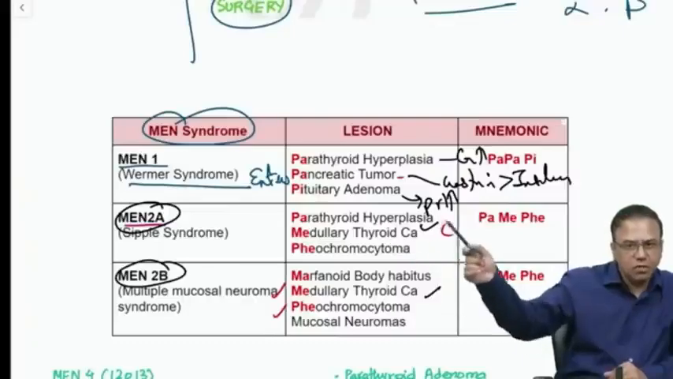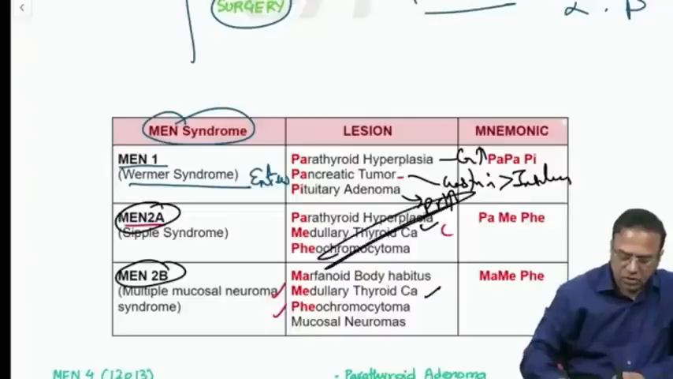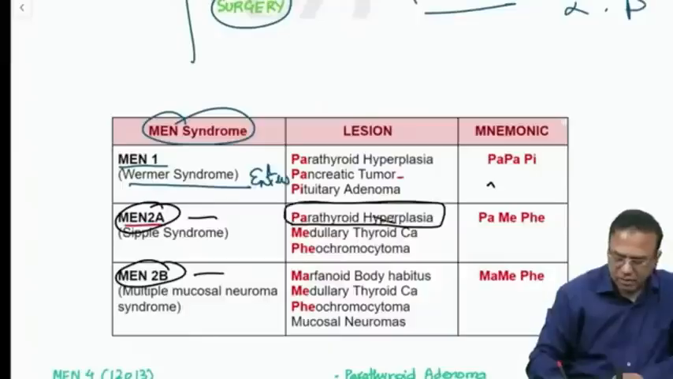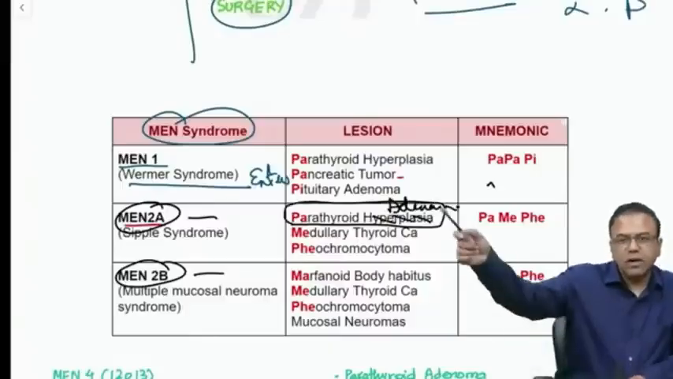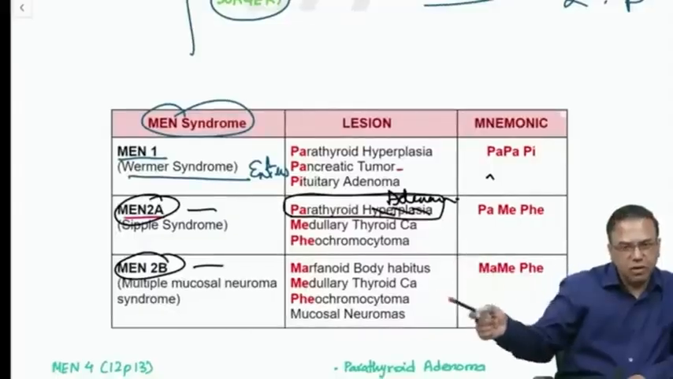One difference, and this was asked in the NEET exam recently: what is the difference between MEN2A and 2B? The difference is parathyroid. This is always written as parathyroid hyperplasia, but now we understand it's actually parathyroid adenoma. So parathyroid adenoma occurs in MEN2A but does not occur in MEN2B. So be careful, adenoma is the difference.